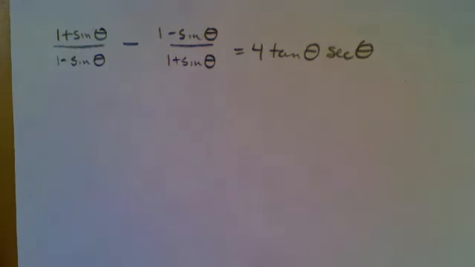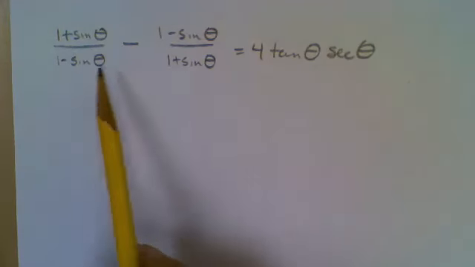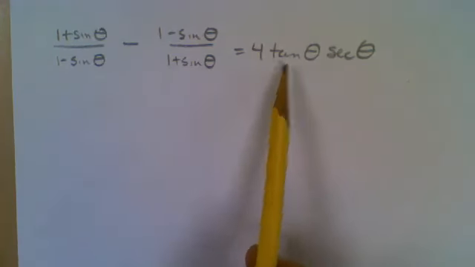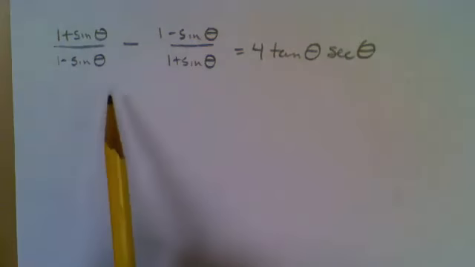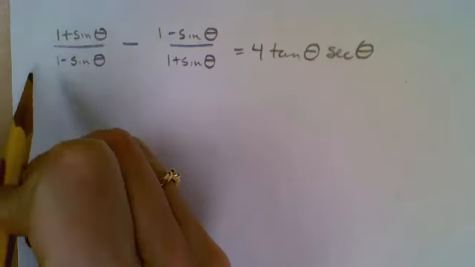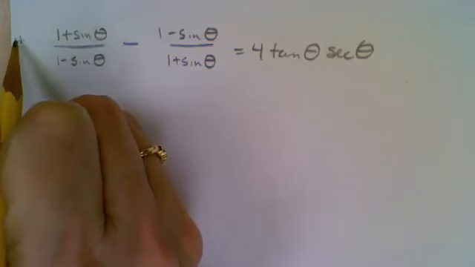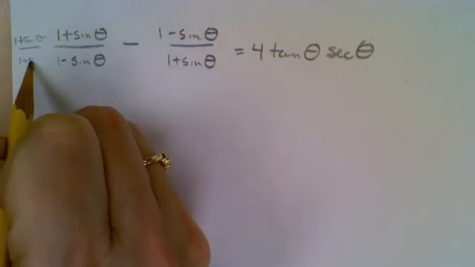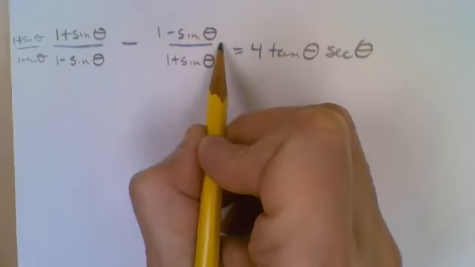Okay, the first problem I gave you has two fractions over here, and I'm trying to get it to equal 4 tangent secant. So I'm assuming we would want to start with the left side, so we need to get a common denominator. So this one I'm going to multiply by 1 plus sine over 1 plus sine, and this one I'm going to multiply by 1 minus sine.